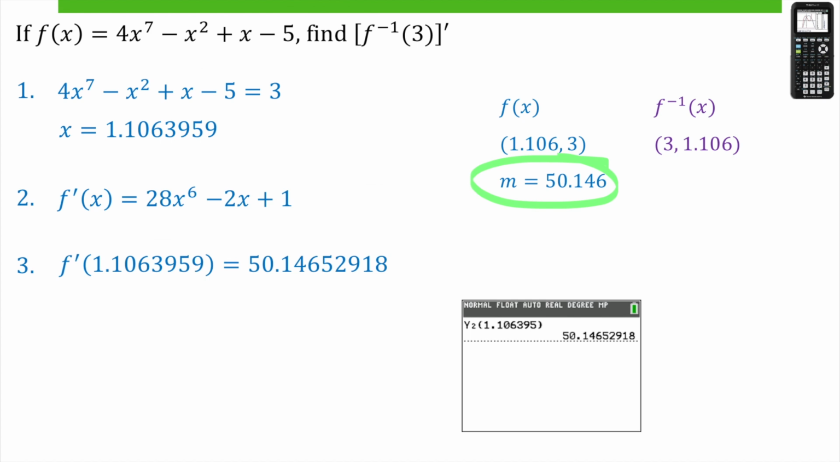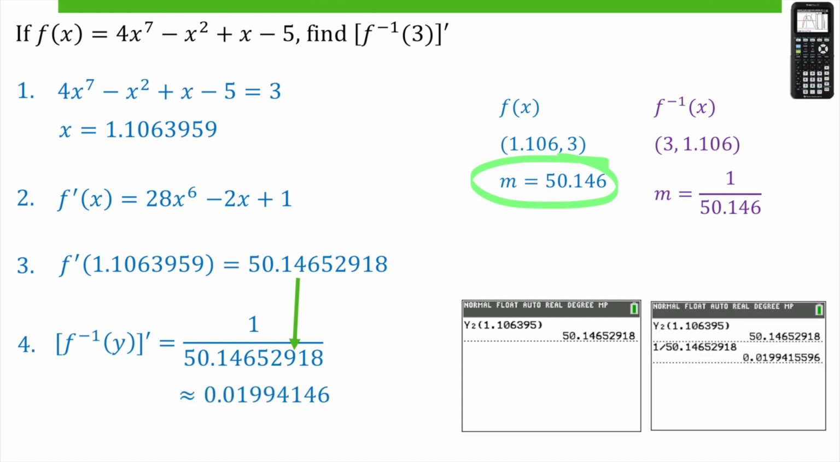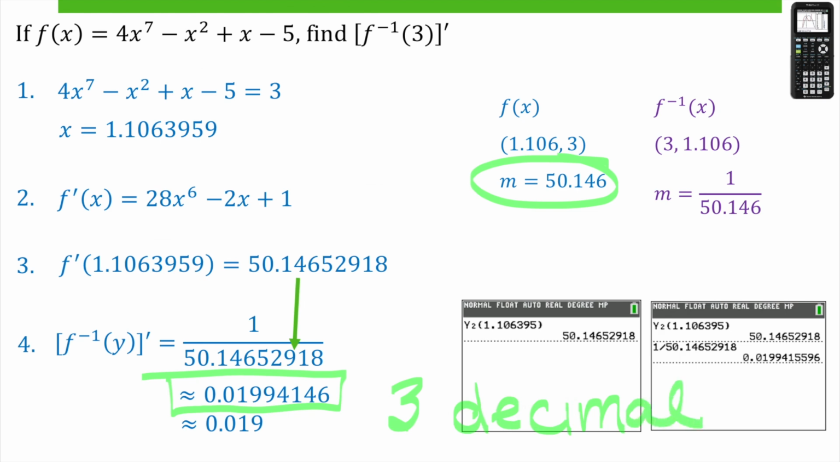If we want the slope of the inverse function, we just put 1 over that. And in your calculator, that gives you a slope of 0.019941446. And now, if you would like to shorten that up a bit, make sure you leave me at least 3 decimal places.